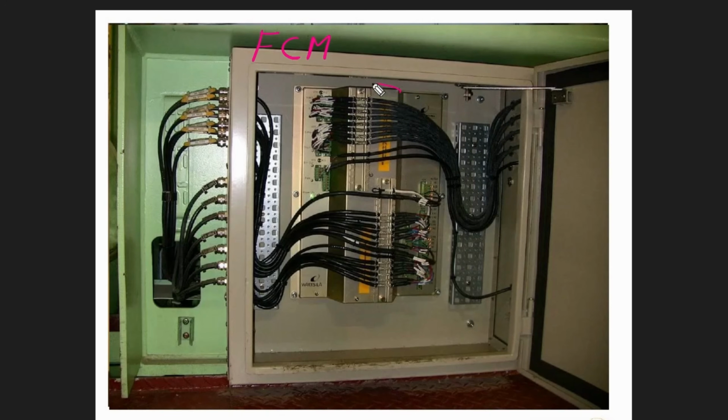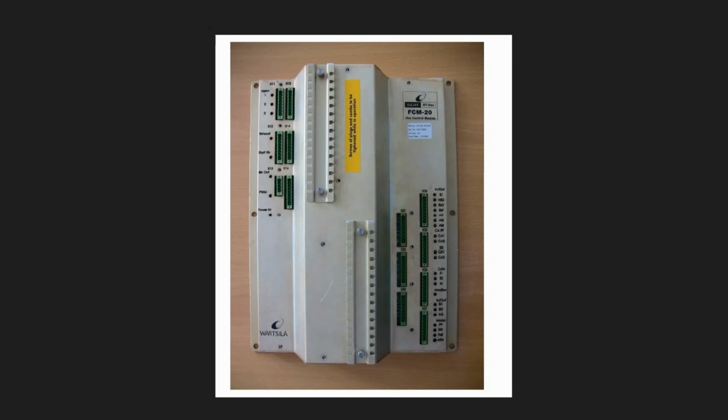Guys, this is the FCM, or you can say the brain of WARTSILA Sulzer engine which is present. This image is from the inside of the box. So this is how FCM looks like. Later we'll see in detail what are the functions inside and how it looks. So this is your FCM and these are the connections.